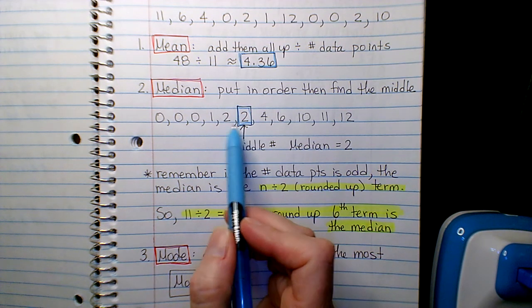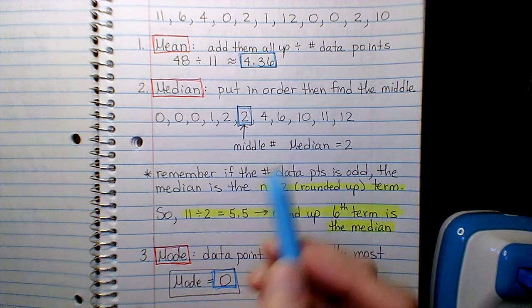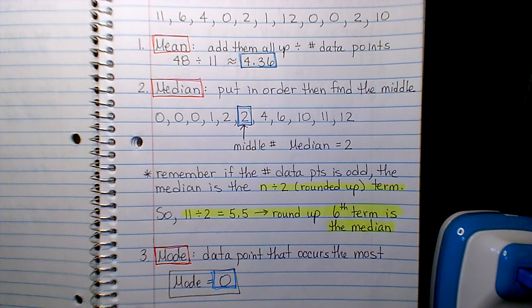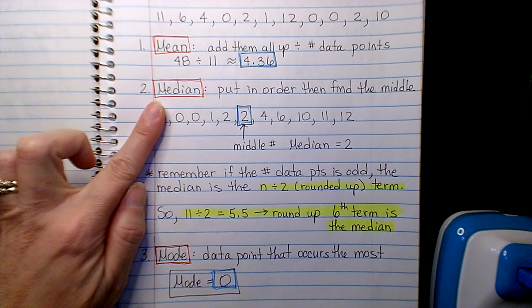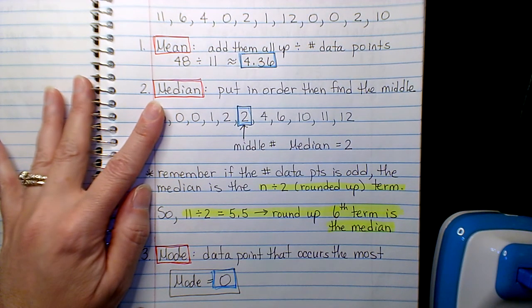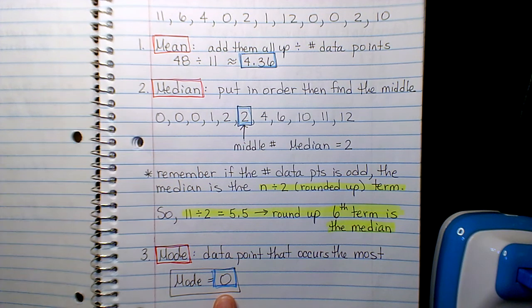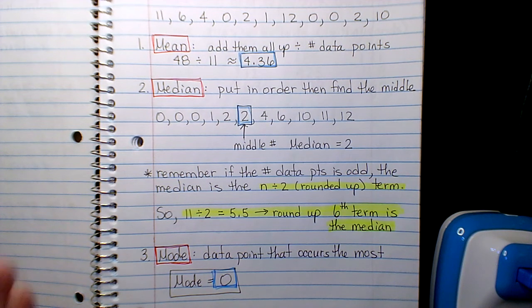Now, you may say, well, 2 occurs twice, so isn't it also a mode? No. This one occurs the most. It's not just about listing out all the numbers that are repeated. It's about what number occurs the most. Now, if 0 and 2 both occurred twice, the same number of times, then yes, it would be bimodal, meaning it has 2 modes, 0 and 2. But because 0 occurs more times than the 2, the 0 is our mode.